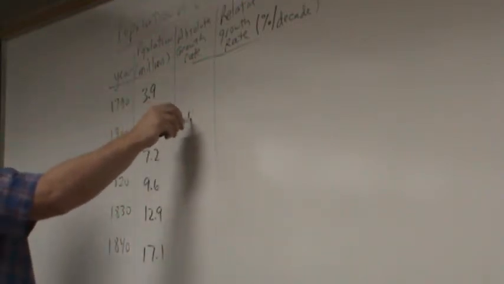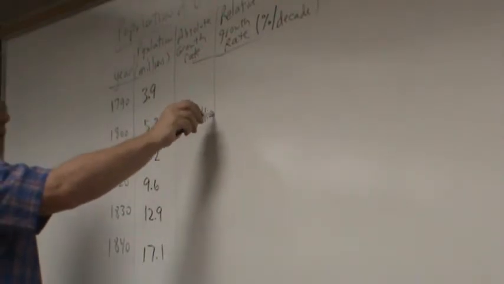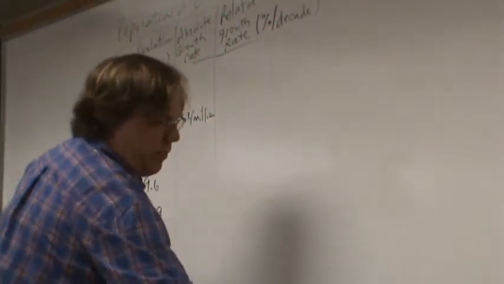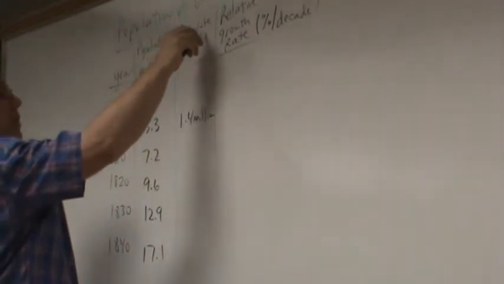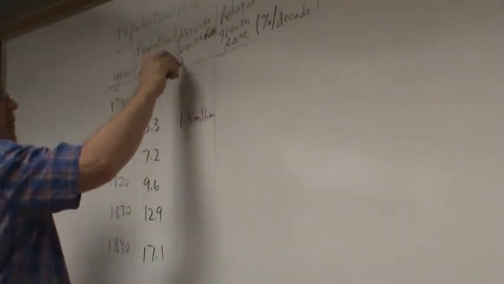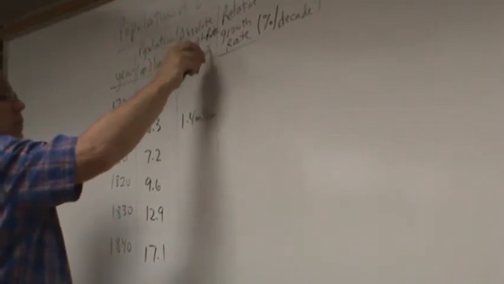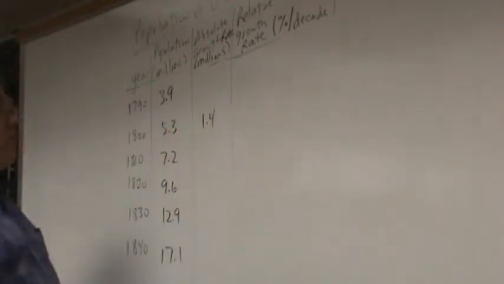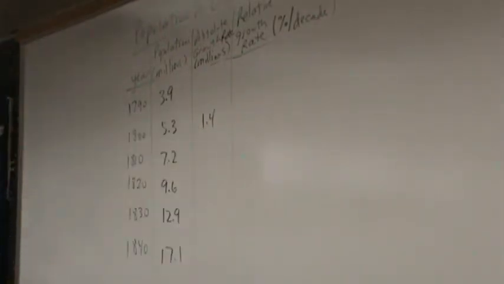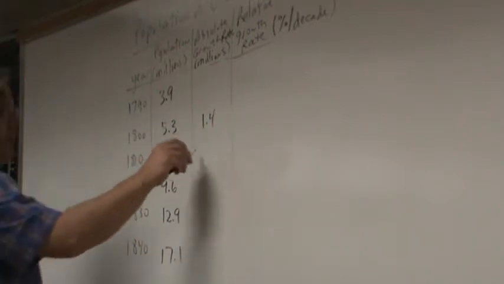Okay, great. So for each decade, we're going to calculate absolute growth rate and relative growth rate. Here we go. Absolute growth rate, 1.4 million, right? And do you mind if I tell the world that my absolute growth rate is in millions? That's going to be in millions, so I don't have to keep writing the word millions after every number. 1.4 million. Okay, so please fill out the rest of the absolute growth rates, and I will do the same.